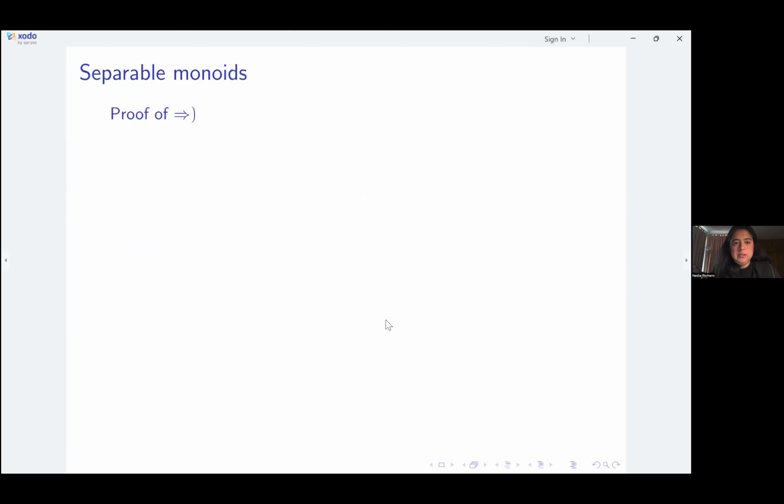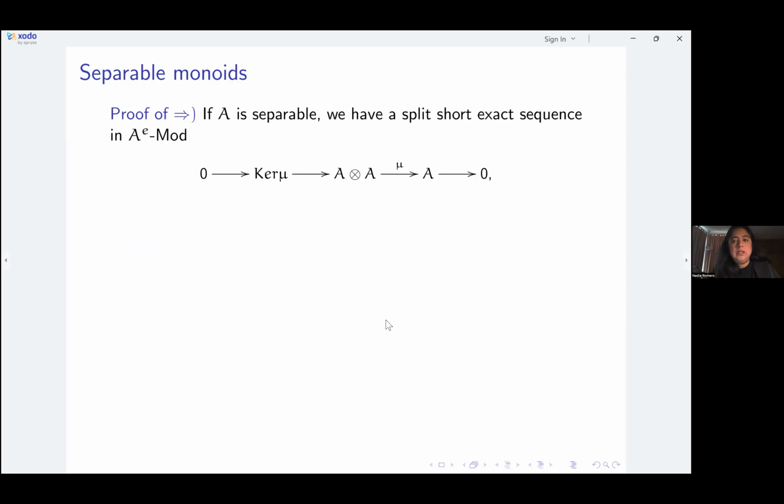But as you will see, this direction is very easy to prove once we have this way of changing the resolution. So we are supposing that our monoid is separable. That means that we have this split short exact sequence, right? Of bimodules. All these guys are bimodules, since mu is a split epimorphism. We have this exact sequence.